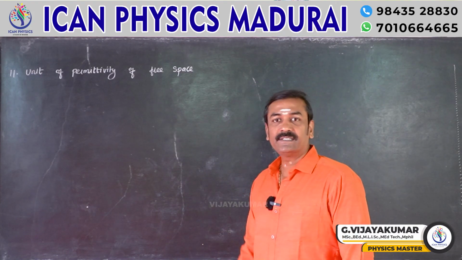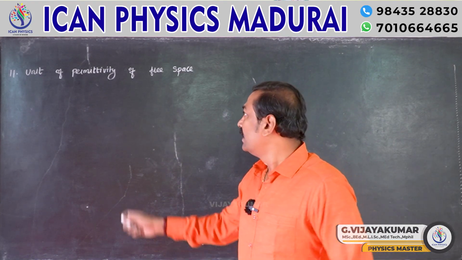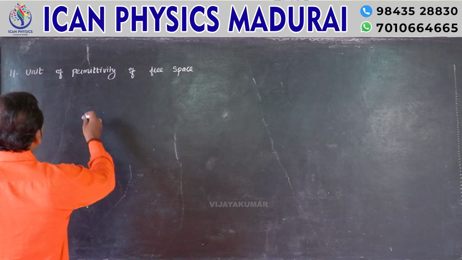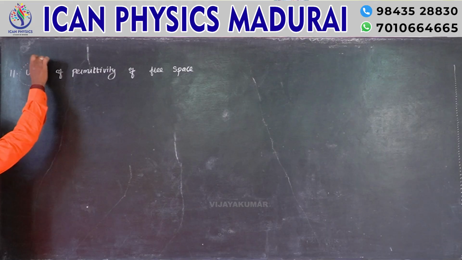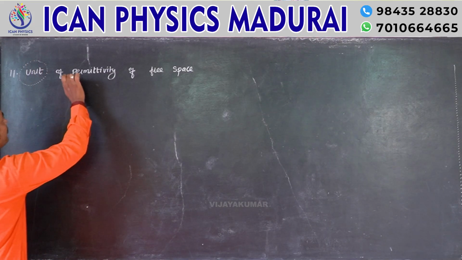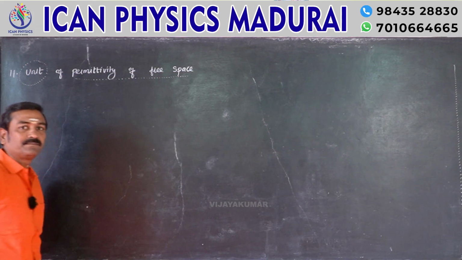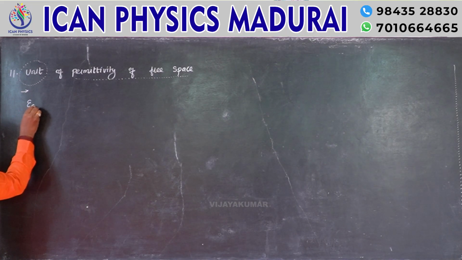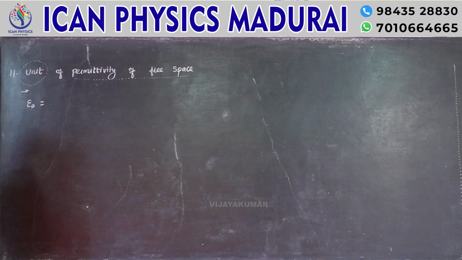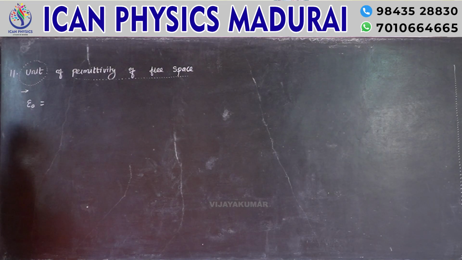Now we are going to see the next question. The unit of permittivity of free space. Okay. So next one, permittivity of free space. What is permittivity of free space? That is epsilon 0. Epsilon 0 is the permittivity of free space.